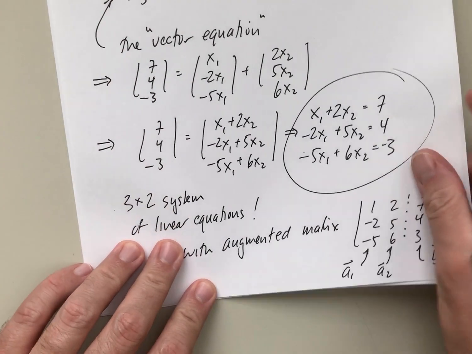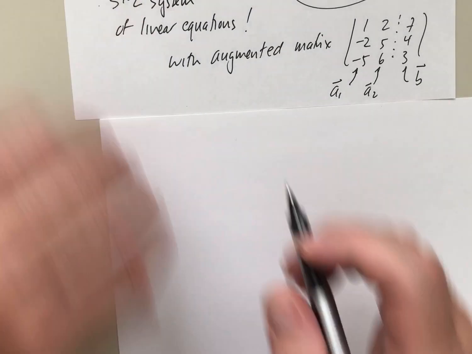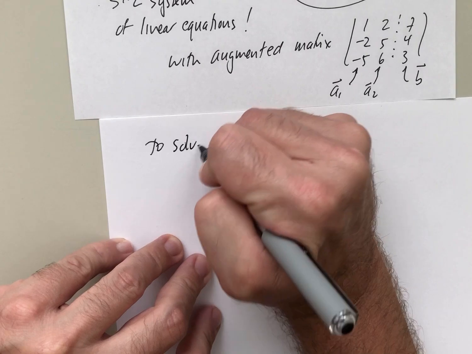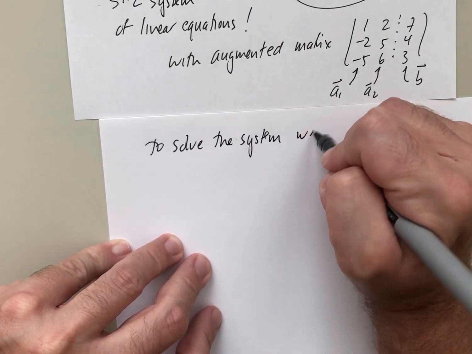And so let's actually solve this system. Hopefully that's something you naturally want to see. So let me see if I can put this on the same page. To solve this system, we do the usual thing, we row reduce.